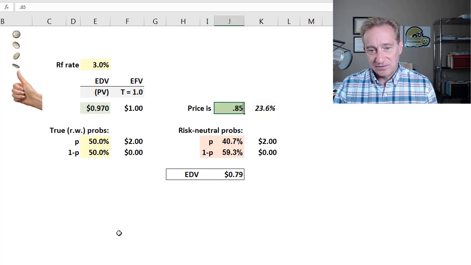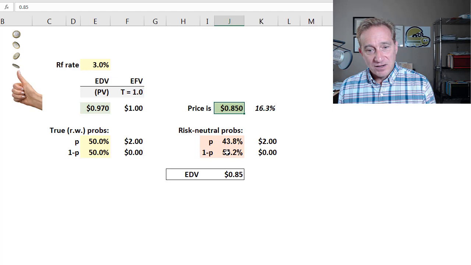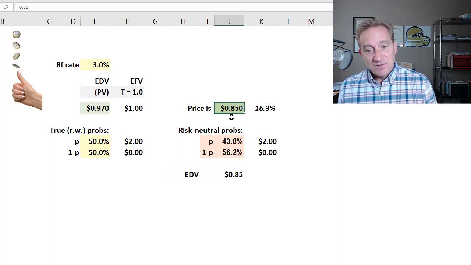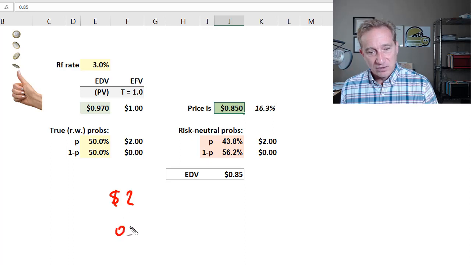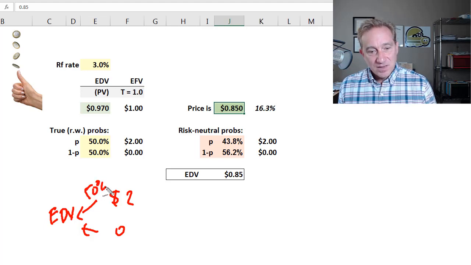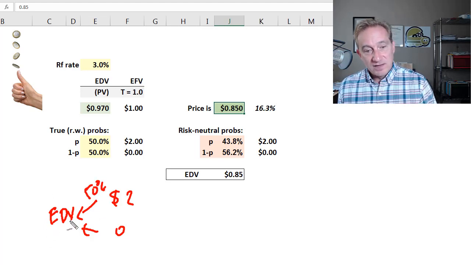I'll put this back to 85 cents. And the definition of the risk-neutral probabilities at this point now is pretty straightforward. These are the probabilities that equate the expected discounted value to the observed market price. Right, so this 85 cents becomes an input in a sense. Over here with the risk-neutral probabilities, right, we basically have a $2 payout or a zero payout. We have real-world probabilities, and we discount them to the expected discounted value. So with the real-world probabilities, we know them, and we could solve for the expected discounted value.